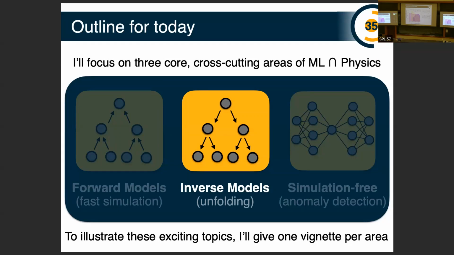I'm going to spend a little bit more time in the second and third parts of this talk, which are more closely connected to inference and data analysis. So now I'm going to talk about inverse models, and the example I'm going to give is called unfolding, which in every other area in the world is called deconvolution. So I'll explain what I mean by that in a second.